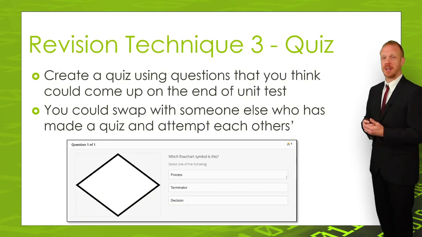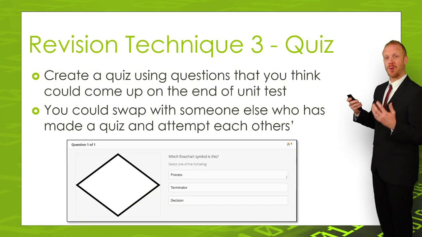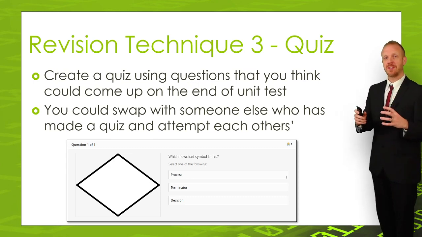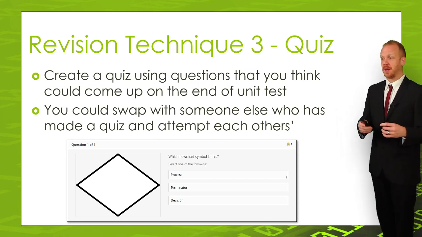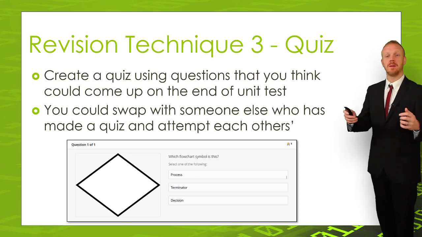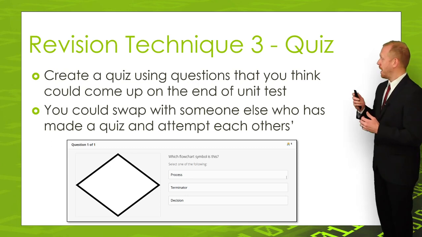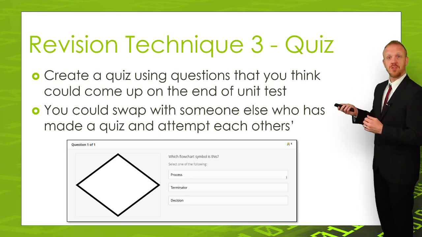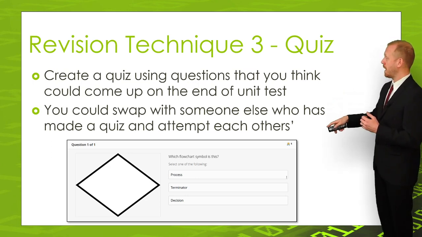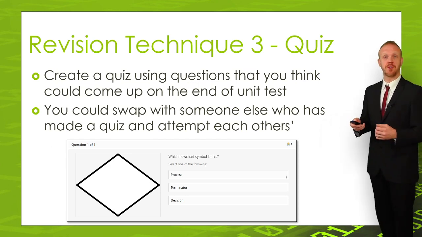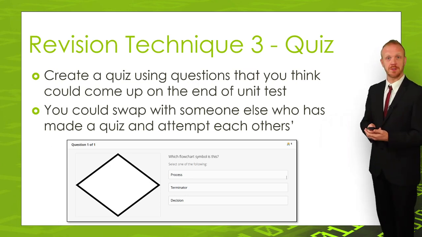Third and final revision technique I'm going to look at today is simply making a quiz. By having to come up with questions yourself, it forces you to really consider what kind of things you need to know about the topic. If you can make a quiz and ideally swap it with someone else who also done a quiz, you answer theirs, they answer yours, and then mark each other's, that really makes you consider the information. Make a solution sheet to it as well, or if you do it on Go Conquer, it will have tools for making multiple choice ones where you can tell it which one's right or which one's wrong, like this one here.